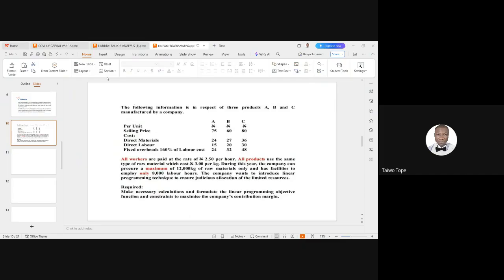So where I'm driving to is this. If I should spend 24 naira to produce 1 unit of product A for direct material, and in the question, all products use the same type of raw material, which costs 3 naira per kg, how many kg have I used? If 1 kg is 3 naira, then 8 kilograms. 8.